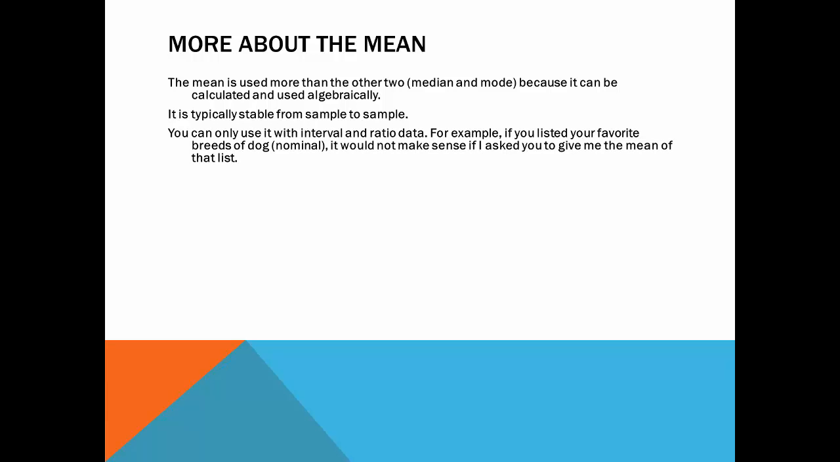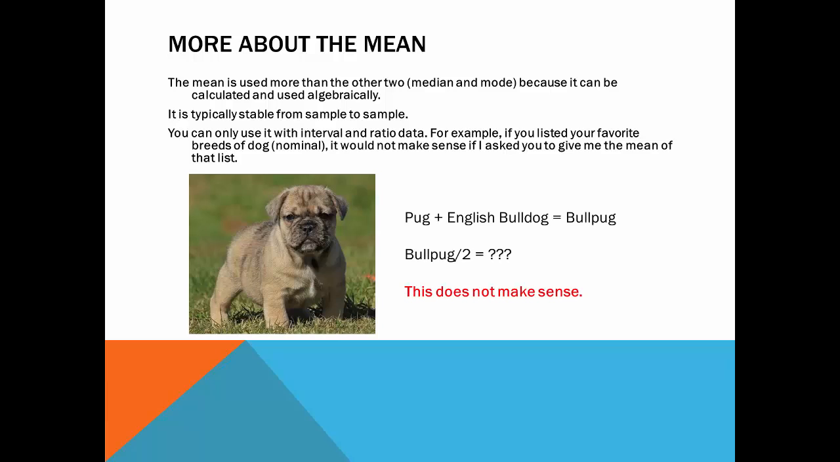You can only use it with interval and ratio data. For example, if you listed your favorite breeds of dog, which is a nominal variable, it would not make sense if I asked you to give me the mean of that list, right? Here's a pug. A pug is one of my favorite breeds of dog. And I also like bulldogs, although I don't have a bulldog.